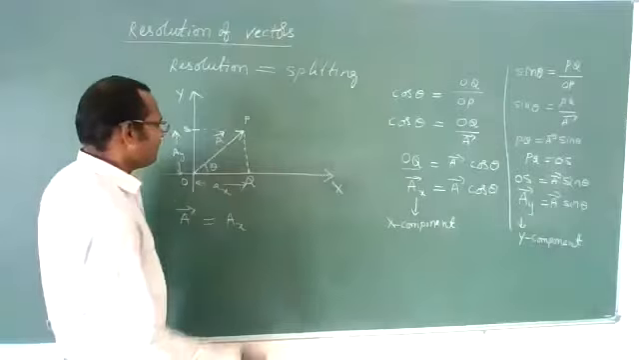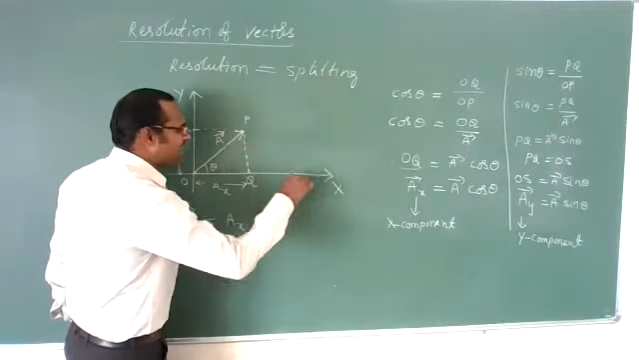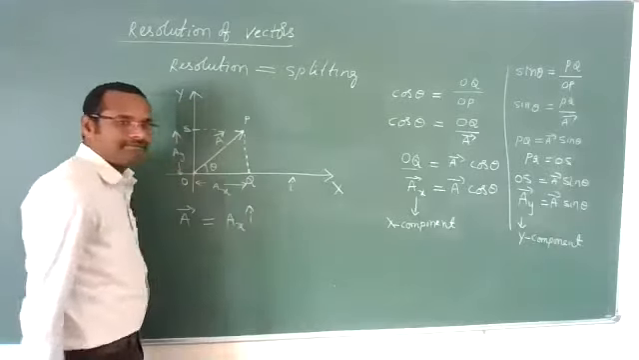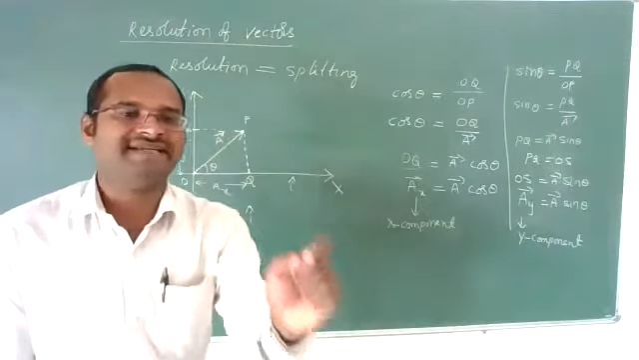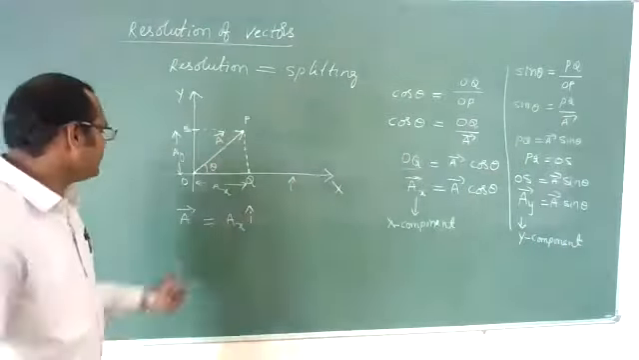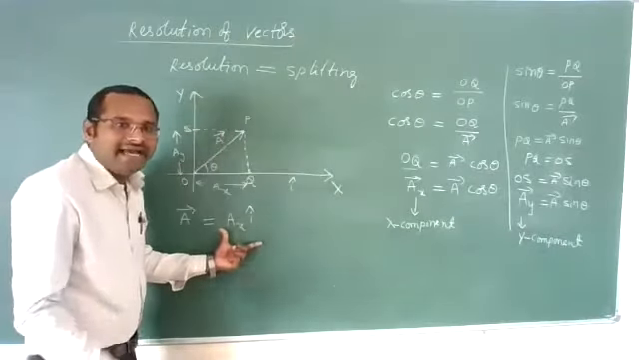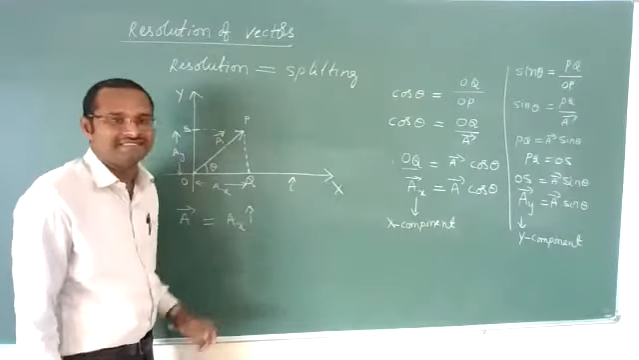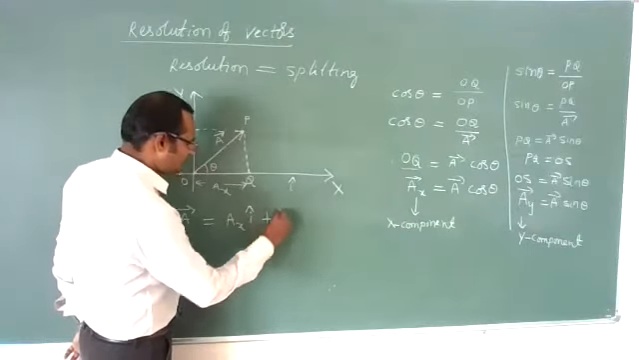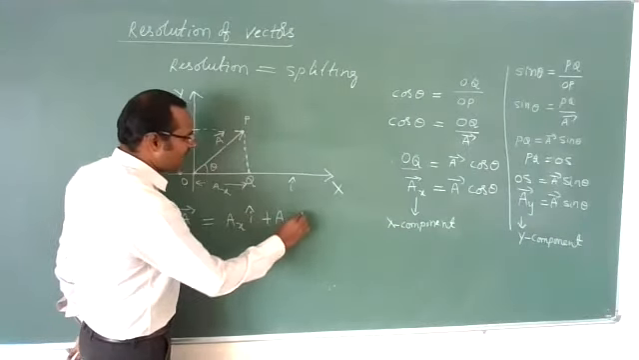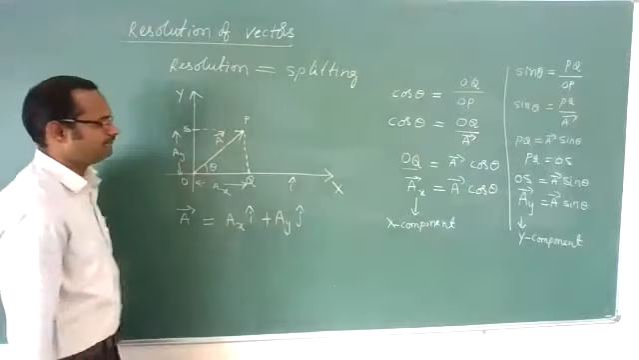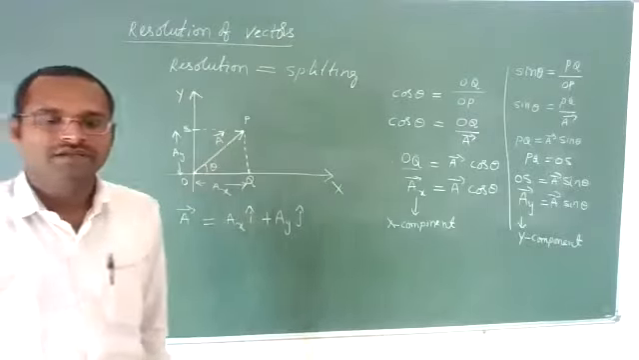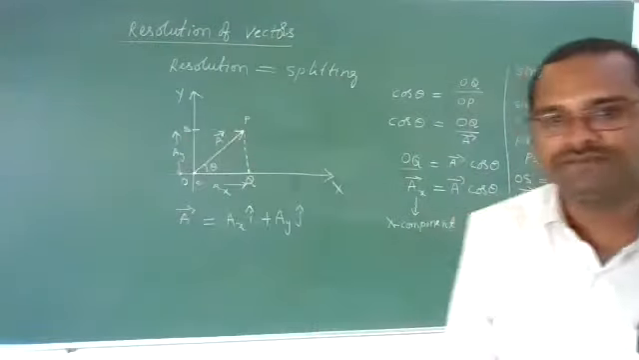We know the unit vector along x-axis is I cap, so just multiply with I cap. I cap is a unit vector along x-axis, meaning you can write Ax value along x-axis, I cap means along x-axis, plus Ay value. The unit vector along y-axis is j cap. I hope you are understanding what I am saying.